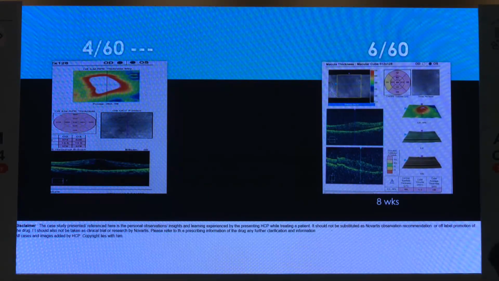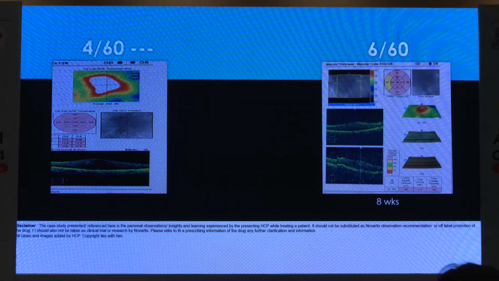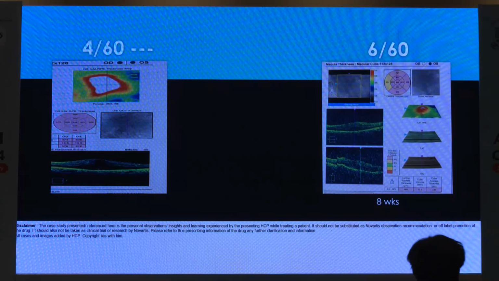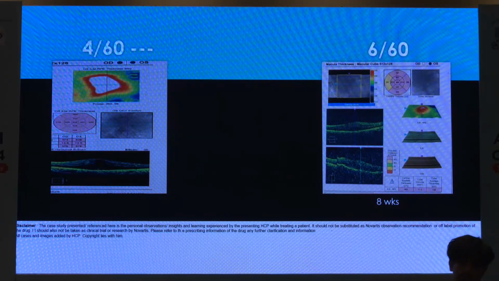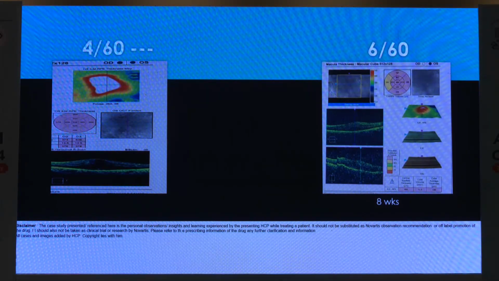So the patient, when presented after these many injections, had this kind of OCT, with 4/60 vision, and at this point I changed the drug to Pagenex. After 3 months he improved to only 6/60. Still the fluid is there, but the distance between 2 injections was increased, that it's not every month, it's not every 28 days. It's like 3 months we required, and this is a new patient, so I don't have much of a follow-up of this patient right now, yet to come.